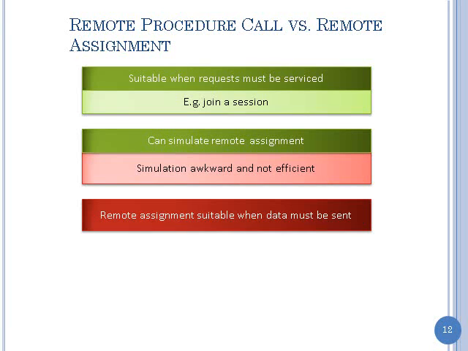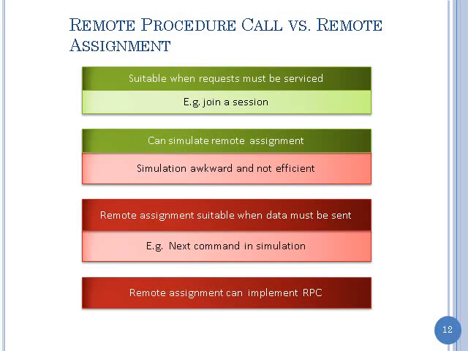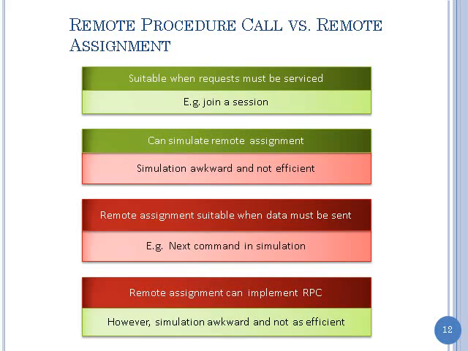Simulation is awkward and not efficient. And when data must be sent, like a command, maybe remote assignment is the right thing to do. Remote assignment can implement RPC, however, simulation is awkward and not as efficient. That is why you have both things in Java. But again, when religious wars were being fought, the question people asked was one or the other.